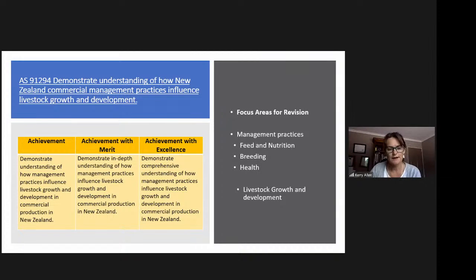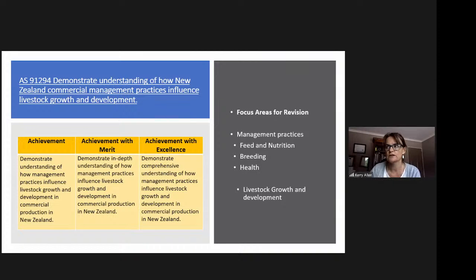Thank you. Hi, my name is Kerry Allen and I am an AgHort teacher specialising in Level 2. So today we are talking about 91294, which is demonstrate understanding of how New Zealand commercial management practices influence livestock growth and development. You should be able to see on the screen the standard, so the requirements for achieved, merit and excellence.